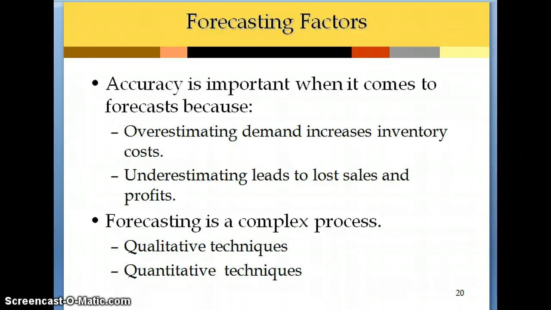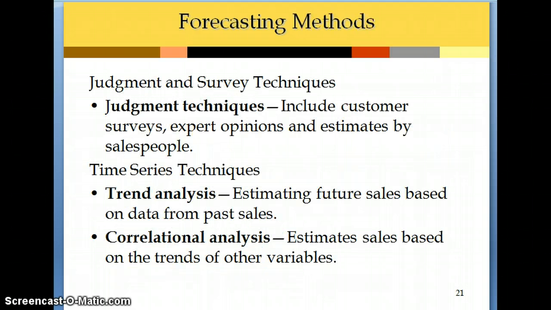Accuracy is very important when you come to forecast because overestimating demand increases inventory costs, and on the other hand, underestimating the demand leads to some lost sales opportunities as well as profits. So forecasting is a complex method that involves a combination of quantitative and qualitative techniques. Let's look at a couple of forecasting methods. One of them is called judgment techniques, which pretty much include customer surveys, expert opinion, and estimates by salespeople.